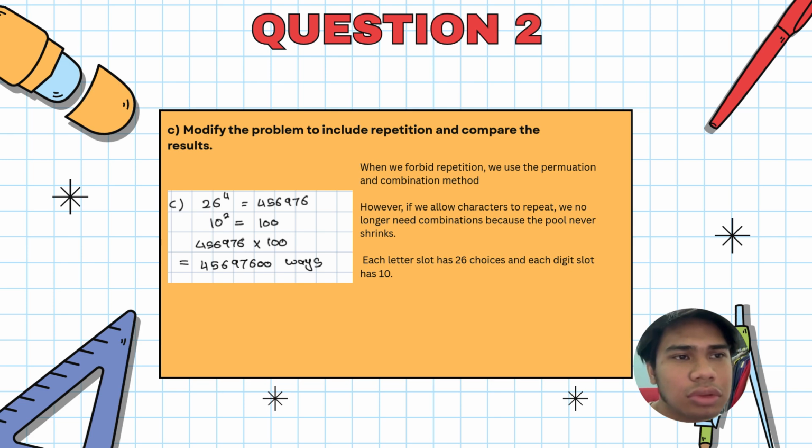So for question 3, we modify the problem to include repetition and compare the result. When we forbid repetition, we use the permutation and combination method. However, if we allow characters to repeat, we no longer need combination because the pool never shrinks. So each letter slot has 26 choices and each digit slot has 10. We just use 26 to the power of 4 to get 456,976 and 10 to the power of 2 to get 100, and then multiply both to get 45,697,600 ways.